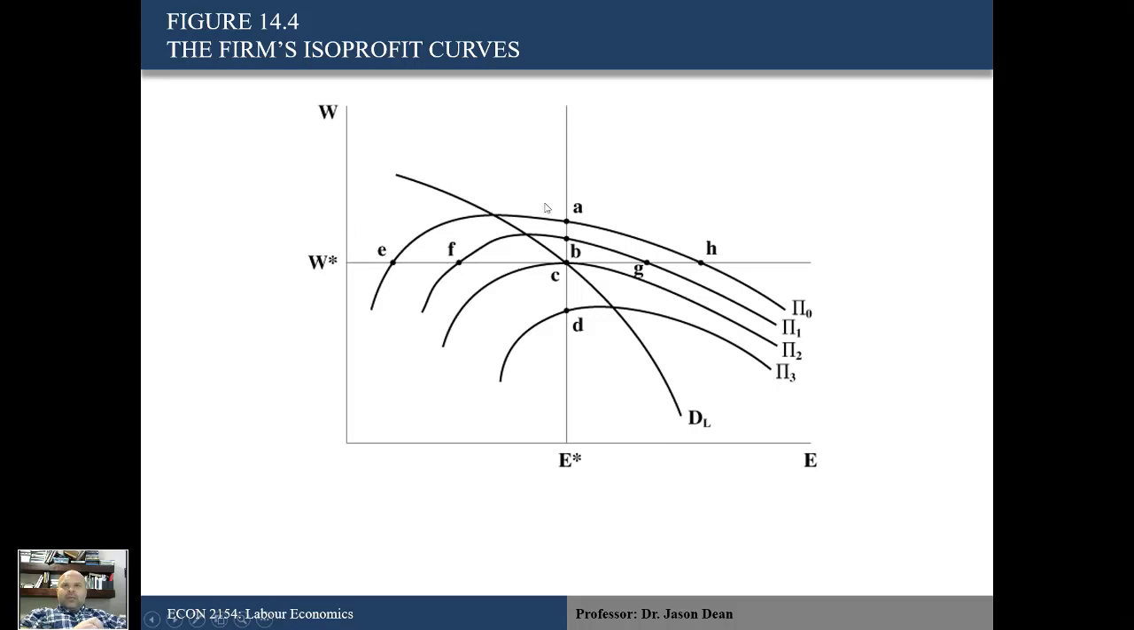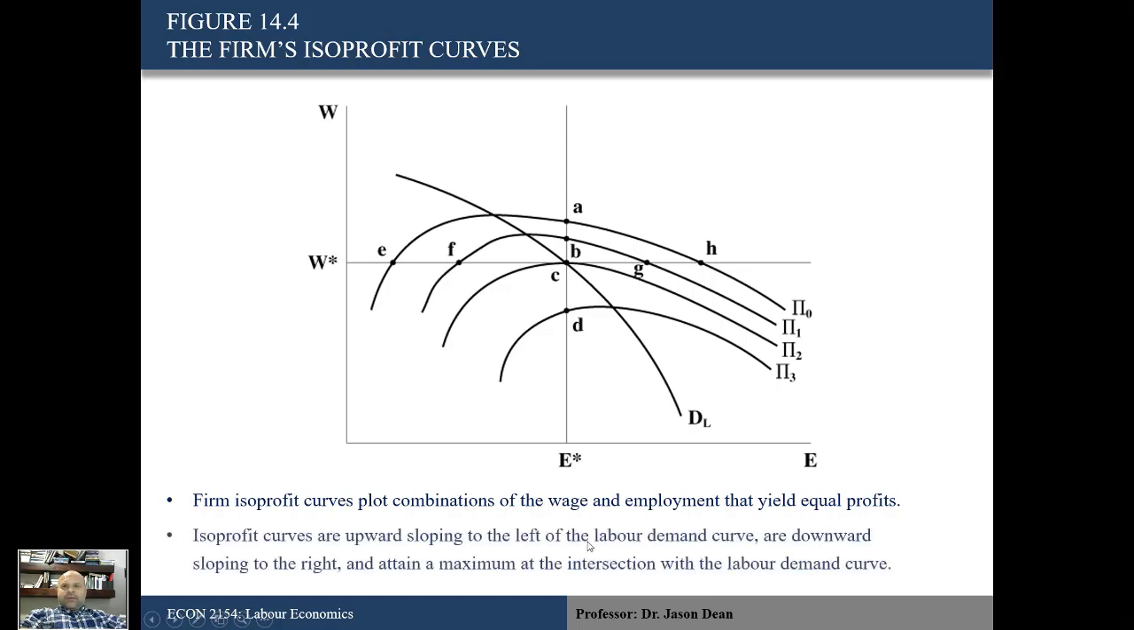So whatever the wage would be, it would have to correspond with an economic profit that is greater than zero. So suppose this represented the zero profit isoprofit curve, then the wage could not be anything more than this amount. Okay, so again, isoprofit curves plot combinations of wages. In this case, we're talking about the real wage and employment that yield equal profits.